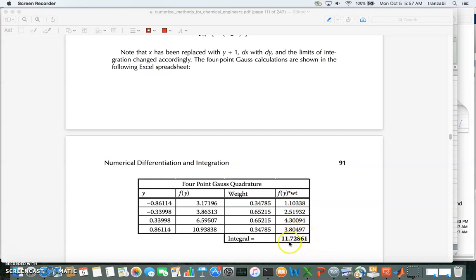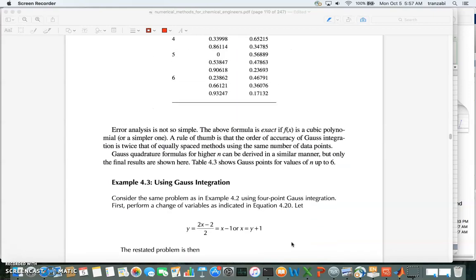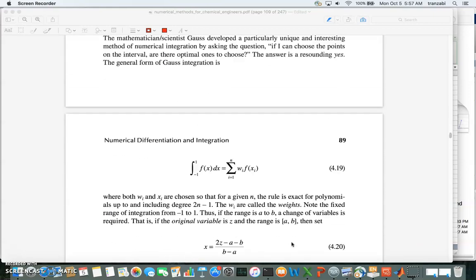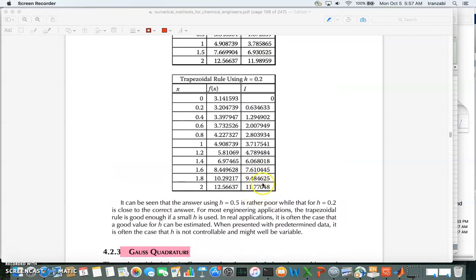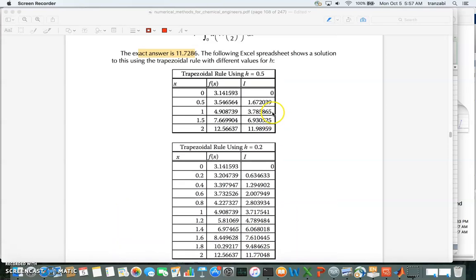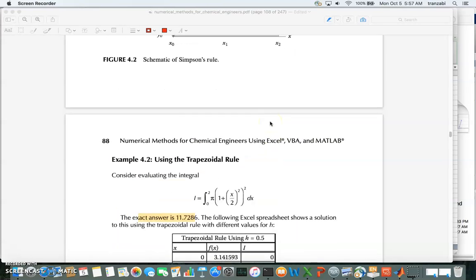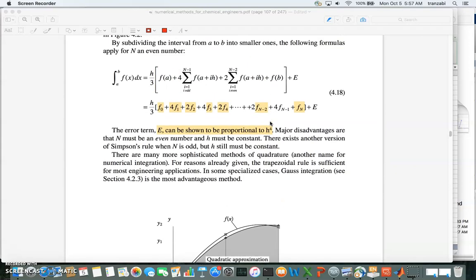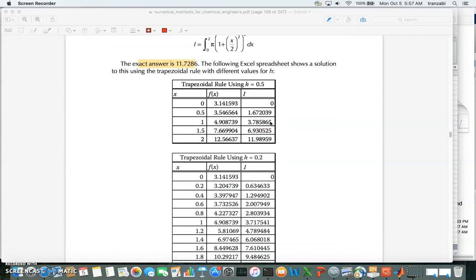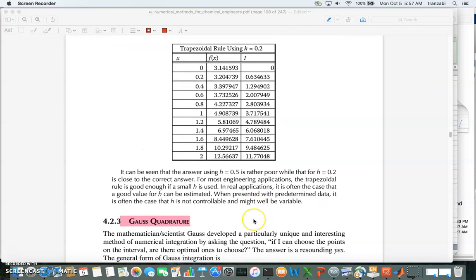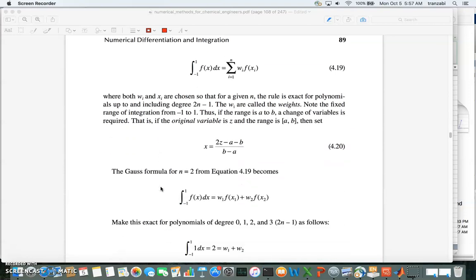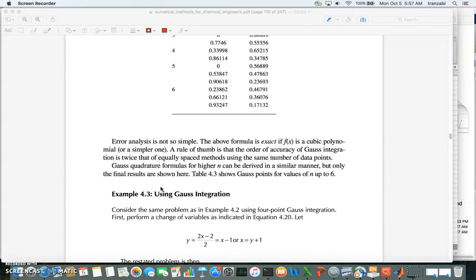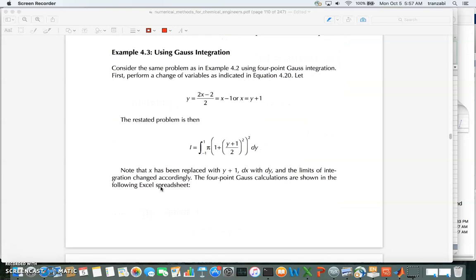So that's the result. We can compare this 11.72 with the trapezoidal rule, you see that's close, it's 11.77. We also did Simpson, and it's the Simpson rule. No, we didn't. Okay, that's fine. So anyway, it's close, and that's how we can perform Gauss Quadrature. So let's look at the example we did last time using different Gauss points.